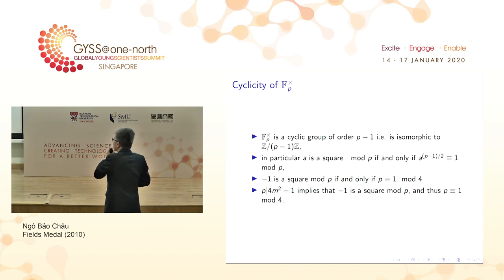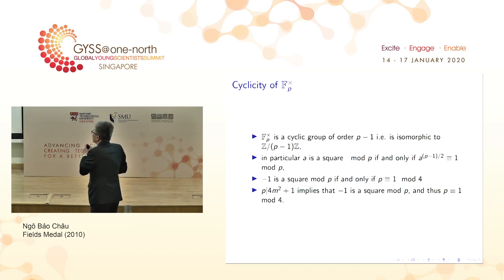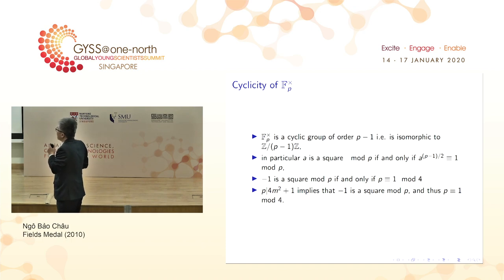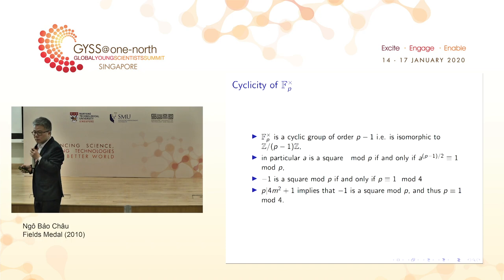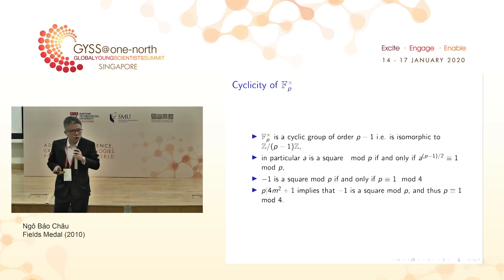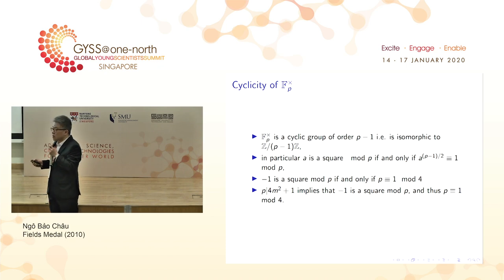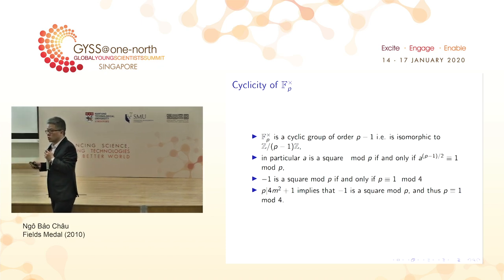So from this cyclic group, we know, for example, this. If you ask a question: if I am given a number A, not a multiple of P, I'm looking to solve the equation x squared is congruent to A mod P.